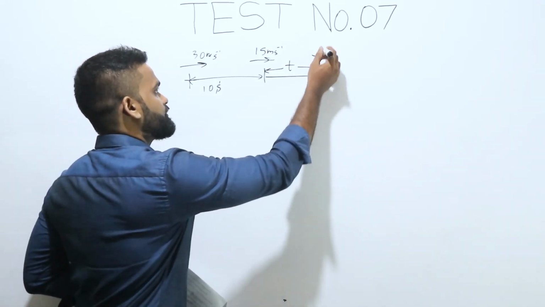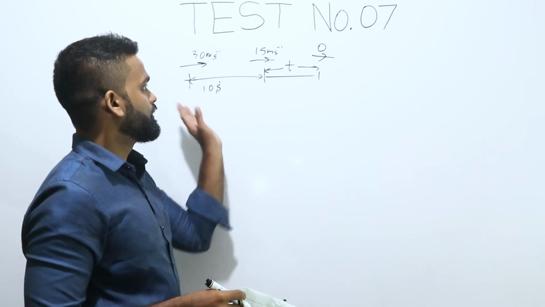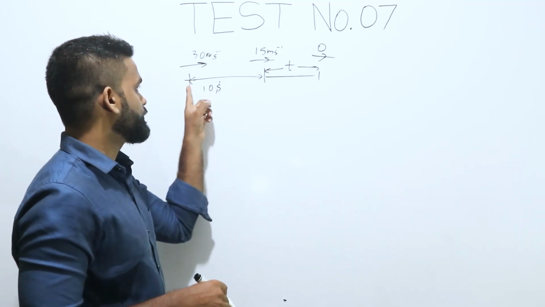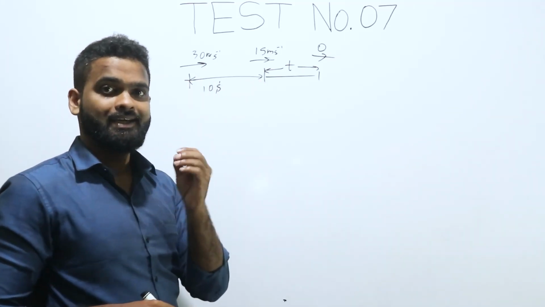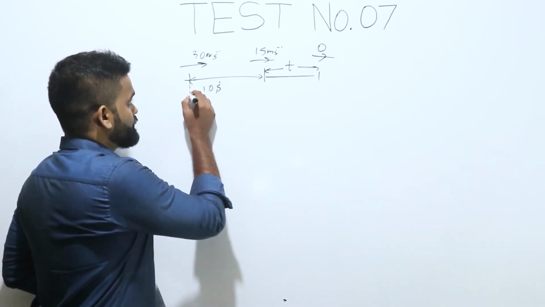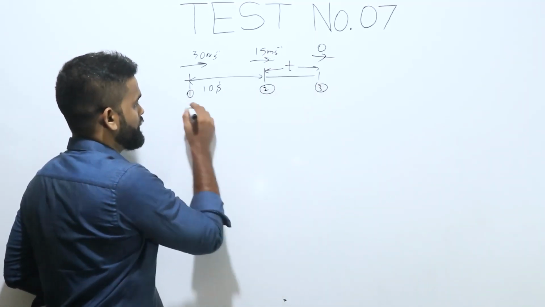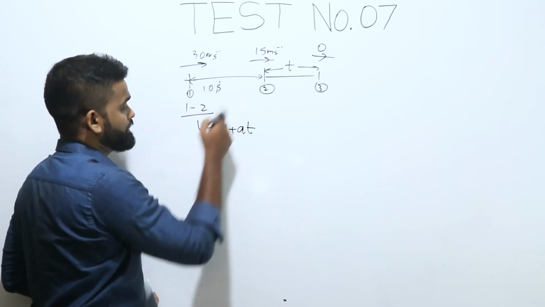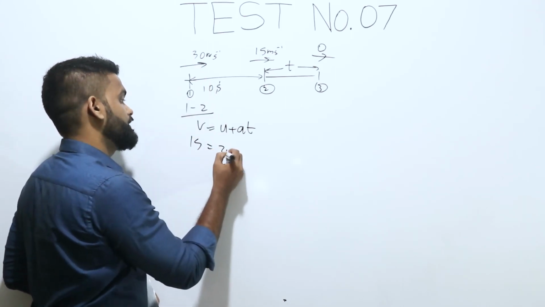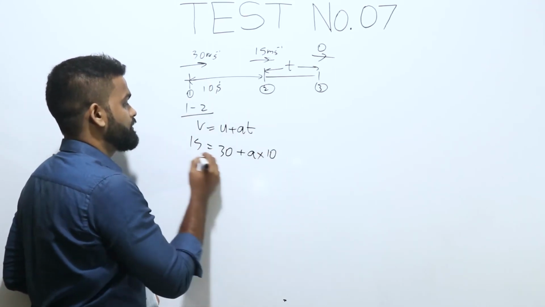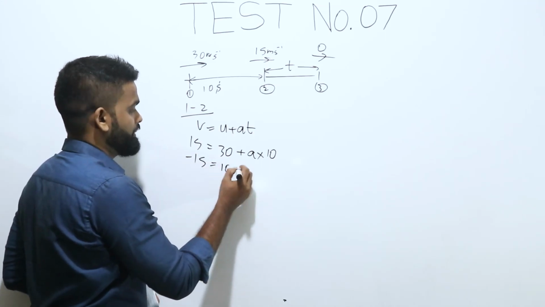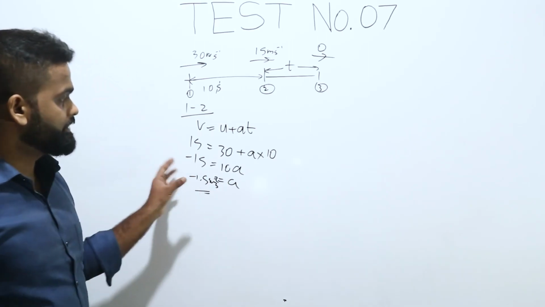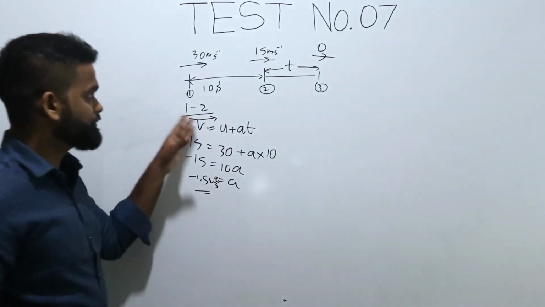Then at here the velocity of the car should be 0. Before this, I'm going to apply equations from here to here in order to find the deceleration. So let's say 1, 2, 3. From 1 to 2, if I apply v equals u plus at, the final velocity is 15, initial is 30 plus a, time is 10. This is a minus 15, 10a. So a is minus 1.5 meters per second squared. So this is the deceleration. So we just found the deceleration.